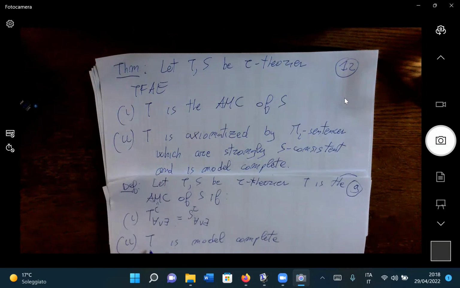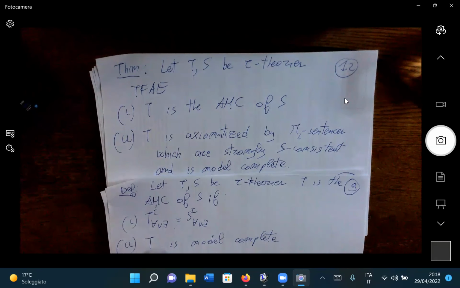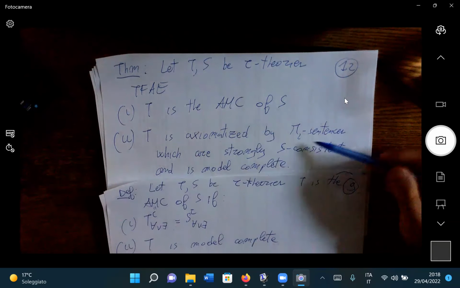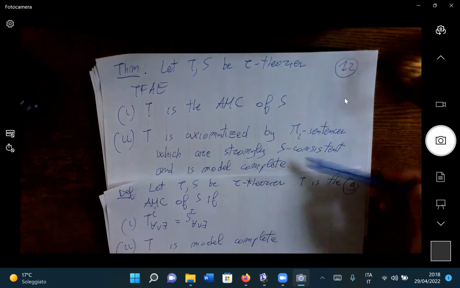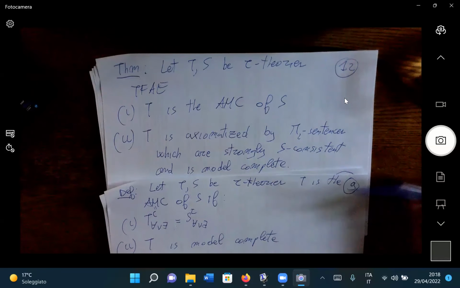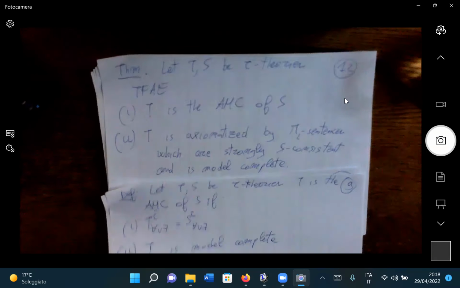So 2 is reinforcing. In the case of model companionship, you just have the request that you have model completeness. And essentially, the point is, we know that these pi2 sentences are true in the existentially closed models, but are there some other sentences which are true in the existentially closed models and are not strongly consistent? This is what happens in the case of algebraically closed fields versus fields. And this 2 is saying, no, you are capturing everything. Okay, thanks.